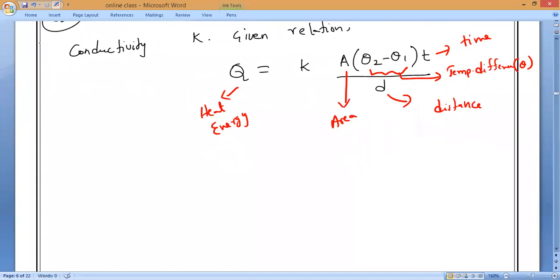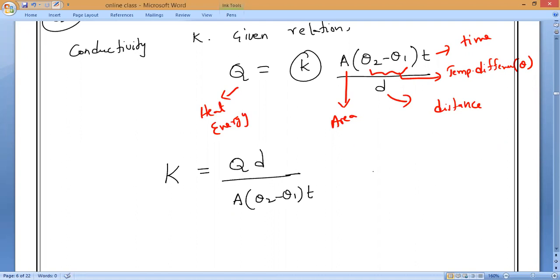Now, modify the relation and tell me, we want the dimensions of K. Then K is equal to what? K is equal to Q into D divided by A into (theta 2 minus theta 1) into T. Is it right or wrong? Heat energy or energy, same dimensions. What are the dimensions of heat energy? M power 1, L power 2, T power minus 2. The distance dimensions, L power 1.